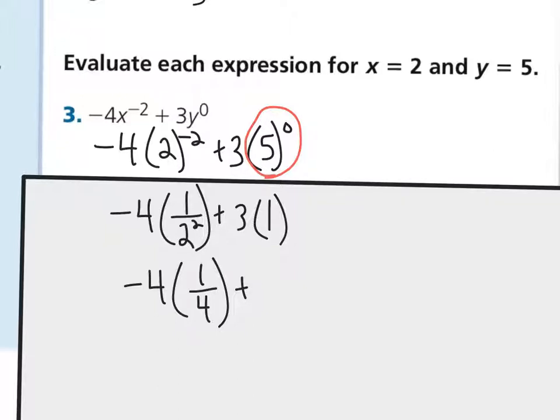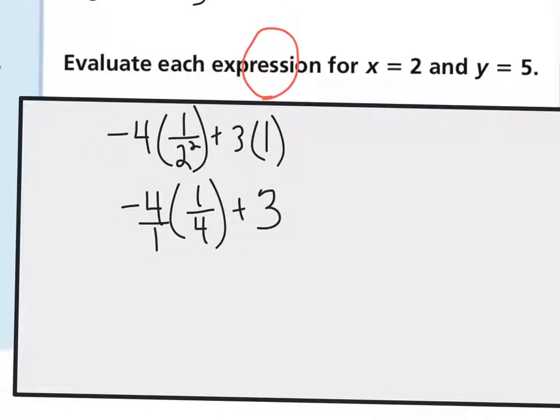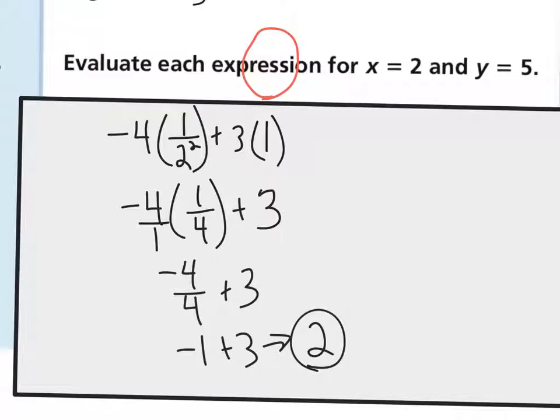Since these are separate multiplication parts, they're separated by an addition sign. If you want to, go ahead and multiply 3 times 1 is 3. Negative 4 we can put over 1, and then we're ready to go ahead and multiply these. So if we multiply these, we're going to get negative 4/4 plus 3. Negative 4 divided by 4 is negative 1, and then negative 1 plus 3. So when we add those together, working against each other, we'd get a positive 2.